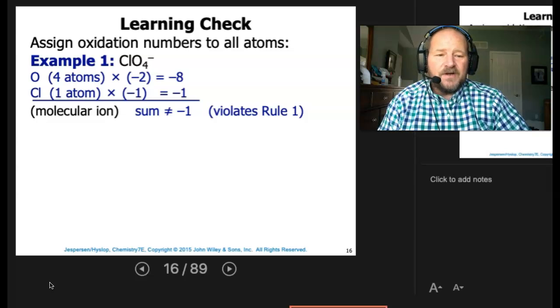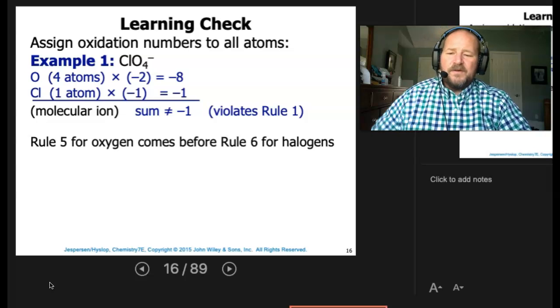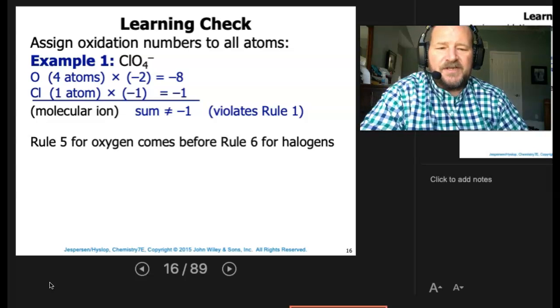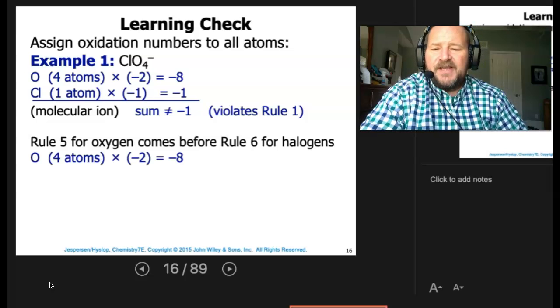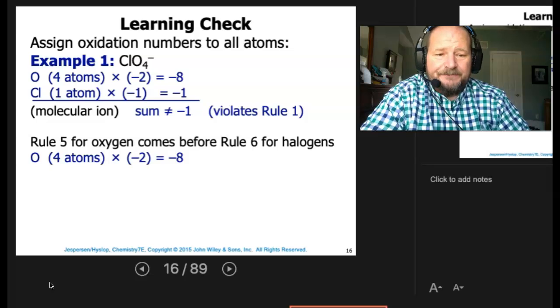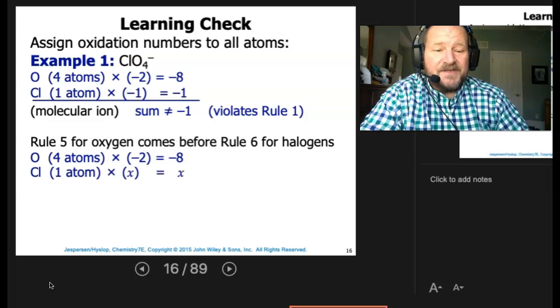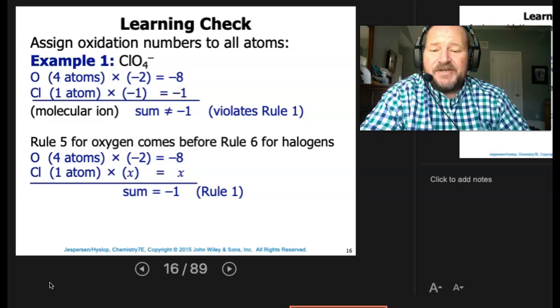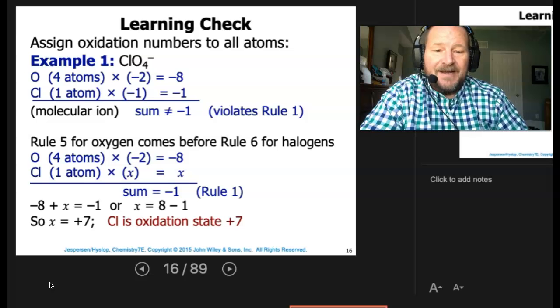So now we've run into a conflict. This is going to violate rule number 1. Rule number 5 for oxygen comes before rule number 6 for halogens. So that means the oxygen gets to keep its -2. The chlorine then becomes an X, and the total has to equal -1. That means that X then has to equal +7, and that seems really strange, but that's the way these rules work. So oxygen is always going to be a -2.